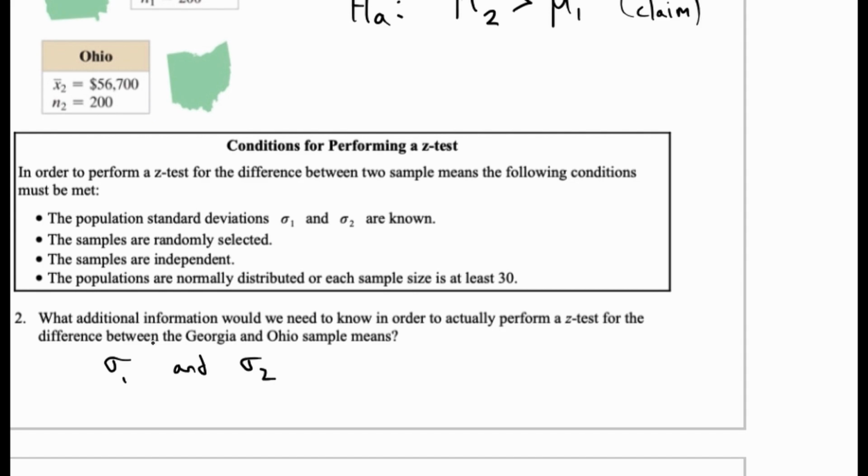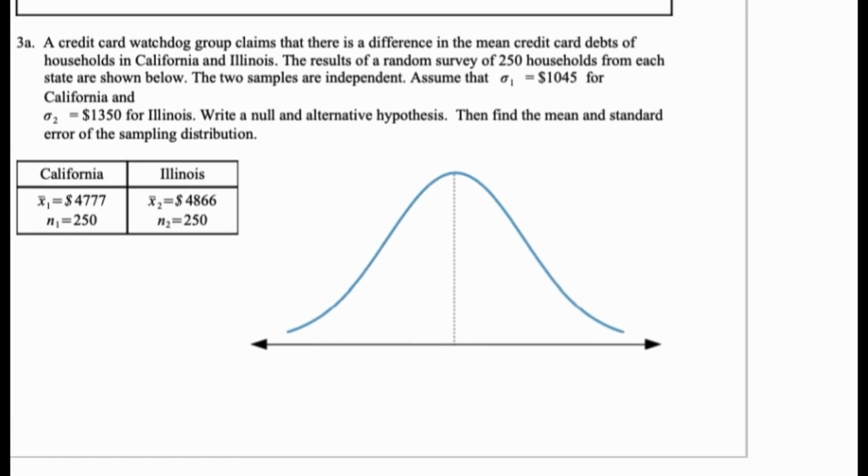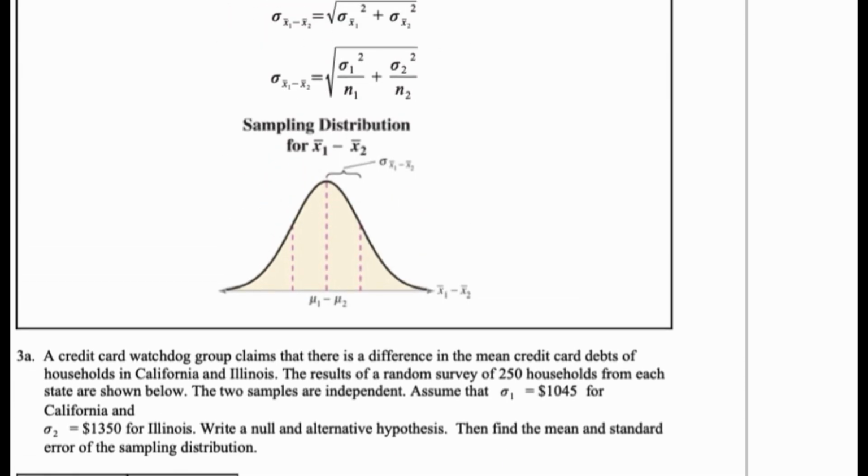So that's the problem. It says here, a credit card watchdog group claims there is a difference in the mean credit card debts of households in California and Illinois. The results from a random survey of 250 households from each state are shown below. The two samples are independent. They give you a sigma 1 being $1,045 for California, and sigma 2 is $1,350 for Illinois. We want to write a null and alternative hypothesis, and then find the mean and standard error of the sampling distribution. The standard error formula is above.